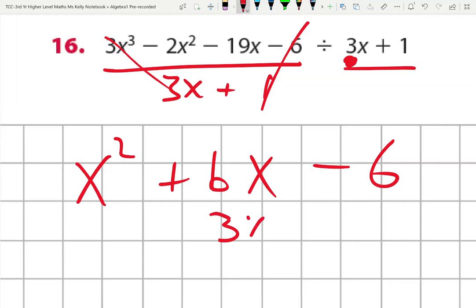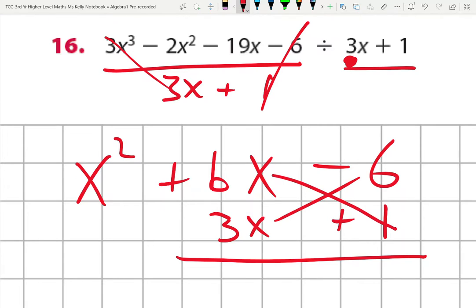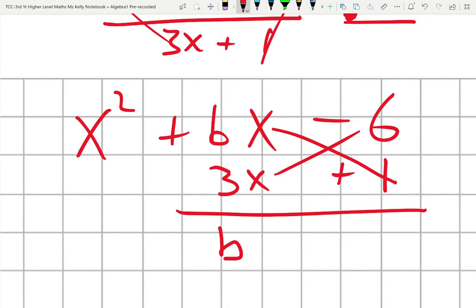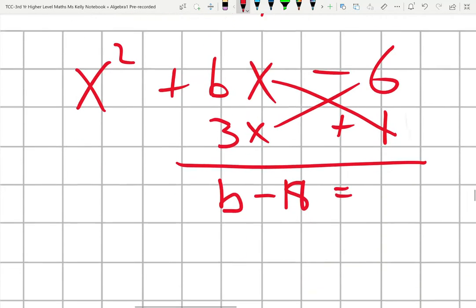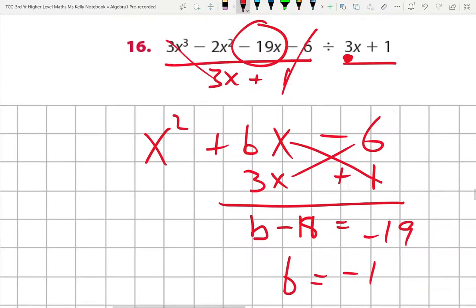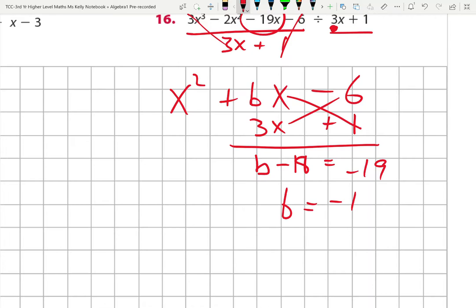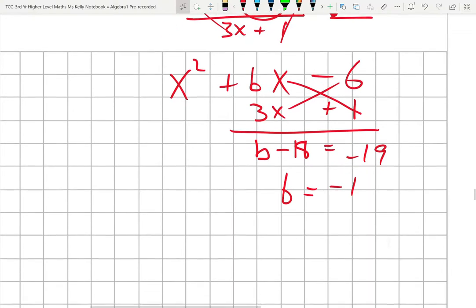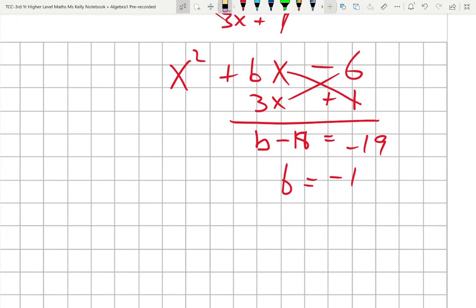We'll do a double cross multiplication to get our x terms. It'll be minus 9. Let's do the b first. b minus 9 equals minus 19. b equals minus 1. Okay? Now I can show you that one with synthetic division, but it becomes b equals minus 1. I think that's the best way to do it. Okay, so here we have our answer here, except we're putting in minus 1 for b. We have x squared minus x minus 6 is the answer.